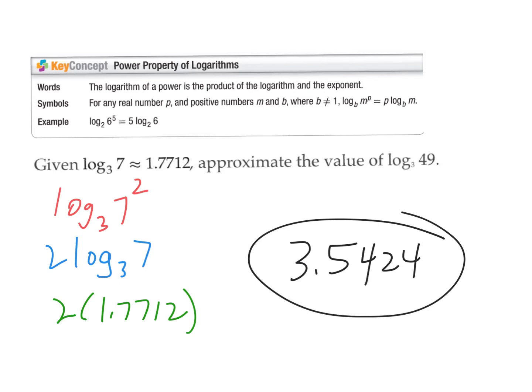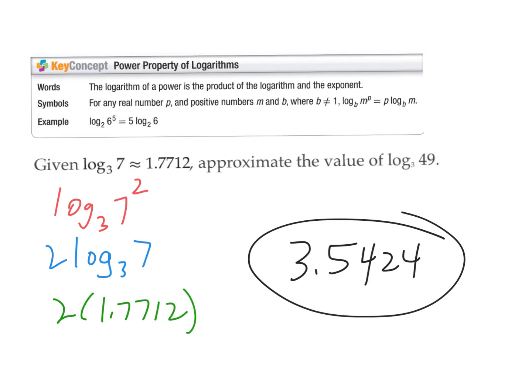Now, let's understand what this means again. Log base 3 of 49. That means if I take 3 and raise it to this power, it should be approximately equal to 49. So test that. Put 3 to the 3.5424 power in your calculator and see if that is close to 49. What did you get? 48.99. That's pretty close, right?